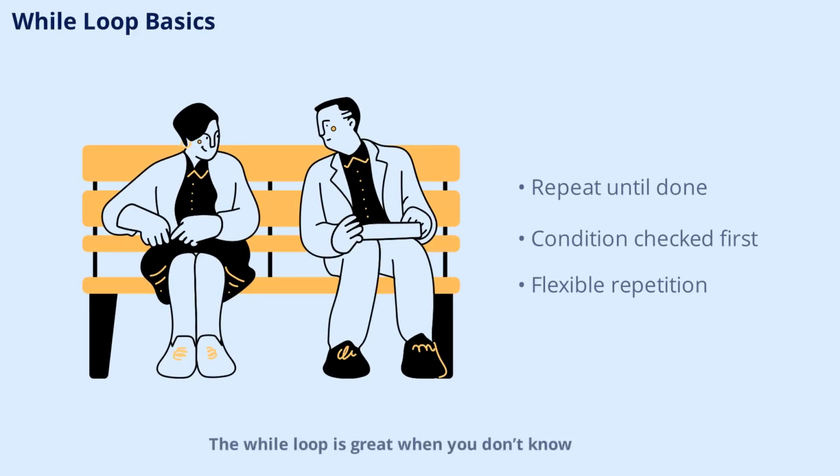The while loop is great when you don't know exactly how many times you'll need to repeat something. For example, Java the robot waters plants until the soil is wet. In Java: while soil is not wet, water plant. The loop keeps going as long as the condition is true. It's like asking: is the soil wet yet? If not, keep watering. If yes, stop. Let's see Java the robot in action with his watering can.